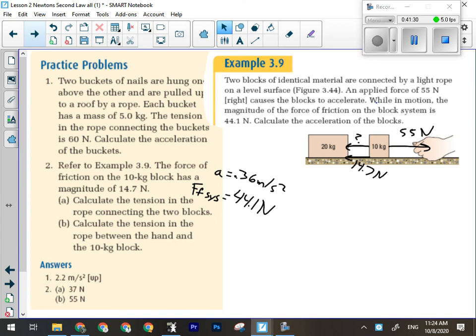All right, so I'm going to use the 10 kilogram block to solve this. Okay? The forces acting on the 10 kilogram block are the force of friction, 14.7 newtons that they told me, the force of the 20 kilogram block pulling back on it, which is tension in the rope, okay? And the force of the hand pulling it forward, 55 newtons. Okay? Now, right now, I know the mass of the block and I know the acceleration of the block. What can I calculate with those two numbers? What does mass times acceleration calculate?